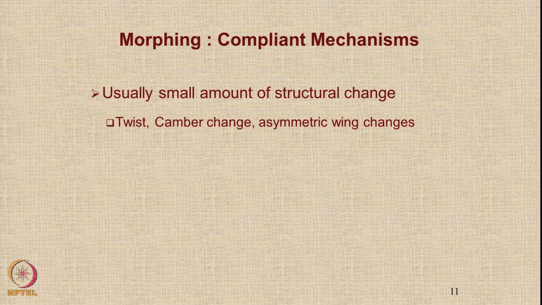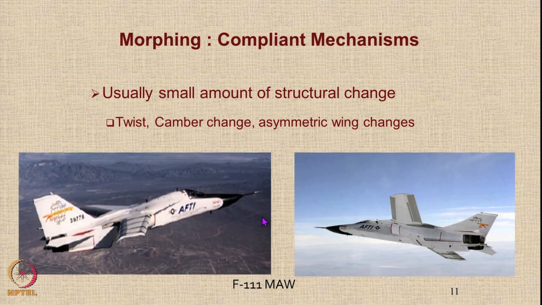Similarly, when you go for compliant mechanisms, you usually go for these when there is a small amount of structural change, like when you want to have twist or camber change or an asymmetric wing change. So, an example of this is the F111 mission adaptive wing, which I already spoke about, that used compliant mechanisms. So, those are basically systems mounted inside the structure which achieve twist, camber and asymmetric wing changes.